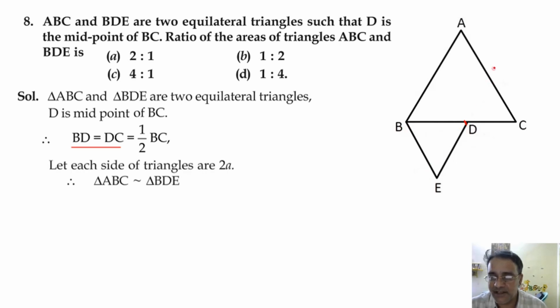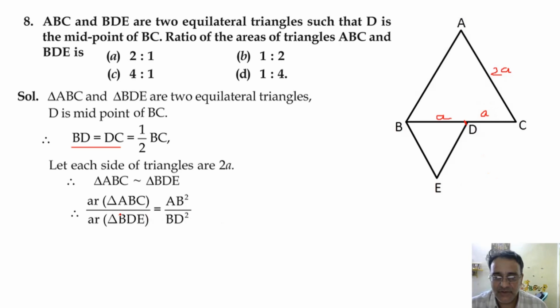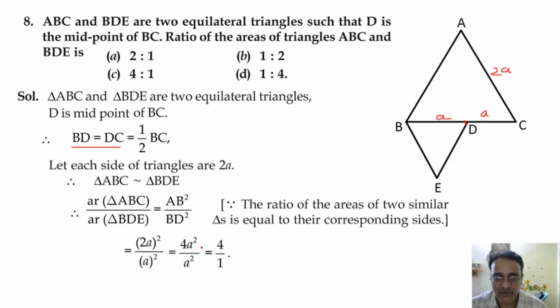So हम लोग क्या करेंगे, इसको 2A लेंगे. अगर 2A लेंगे तो ये A हो जाएगा, and this will also become A. So area of triangle ABC upon area of triangle BDE will be equal to AB square upon BD square. AB means 2A whole square, and this will be A square. A square cancel हो जाएगा and what we are getting is 4:1. So correct option is C.